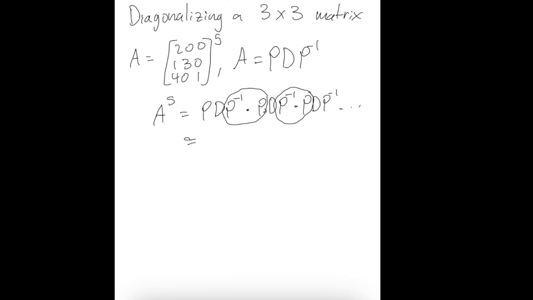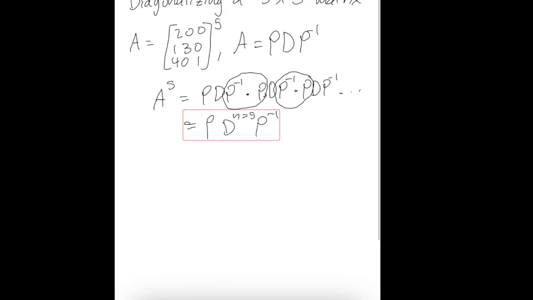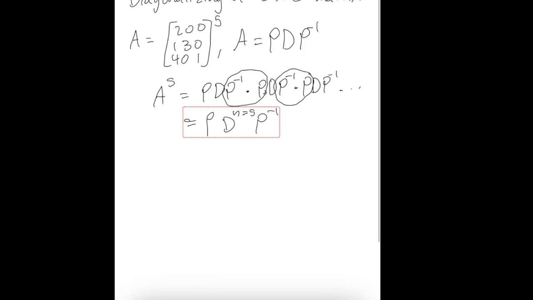What we're left with is the first P times D to the n, which in this case is 5, times the final P inverse. And so this is much more simple to work with. The diagonal matrix is just the diagonal entries. So if we raise that to the fifth power, it's just the diagonal entries raised to the fifth power. Super simple, so let's get into it.